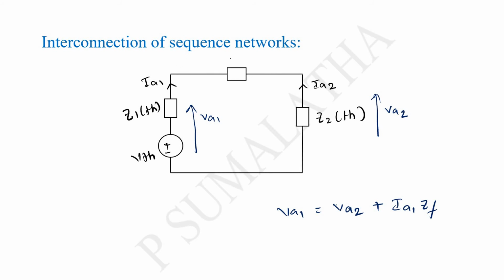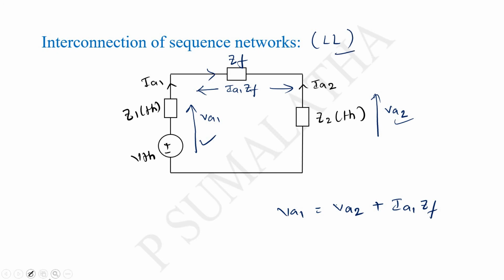So let us do that. This is the Zf value. Now you can see the input is equal to output voltage Va2 plus Ia1. The drop here is Ia1 into Zf. That's it. So this is the interconnection of the sequence network for the line-to-line fault.